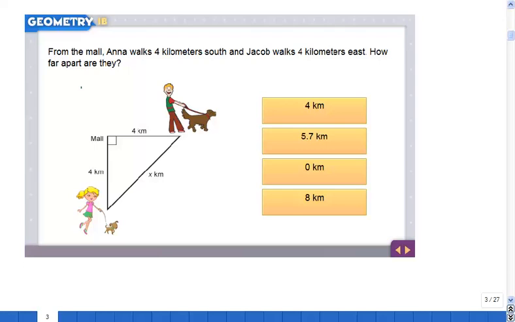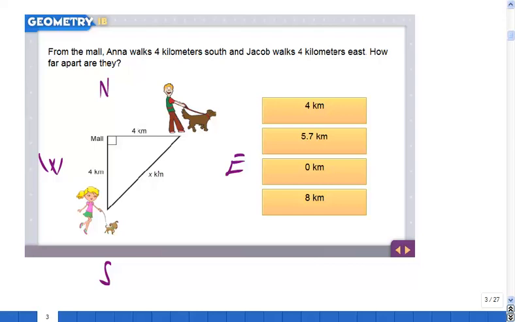Let's solve this one. From the mall, Anna walks 4 kilometers south and Jacob walks 4 kilometers east. How far apart are they? Obviously we have a drawing here, a small sketch which is really helpful. This is north, this is south, you have east and west. No reason to spend too much time on that because the drawing is pretty self-explanatory, right? How far apart are they?